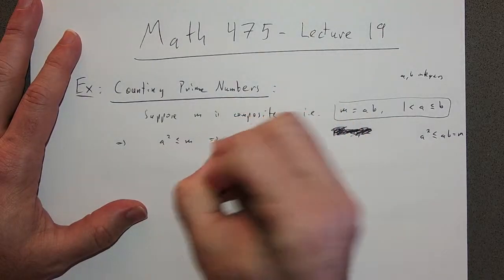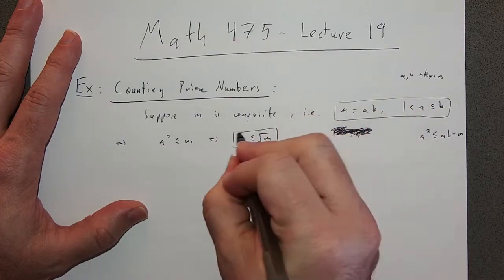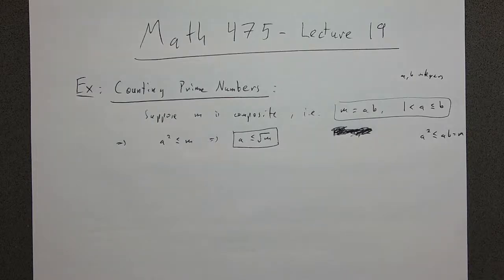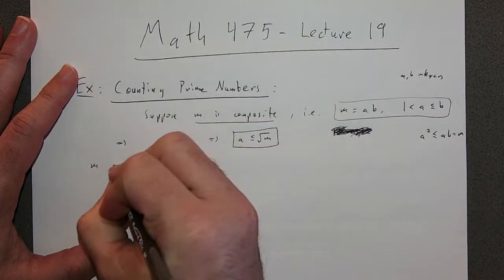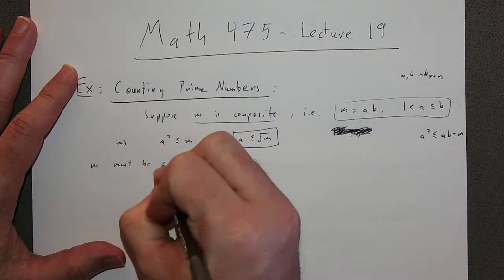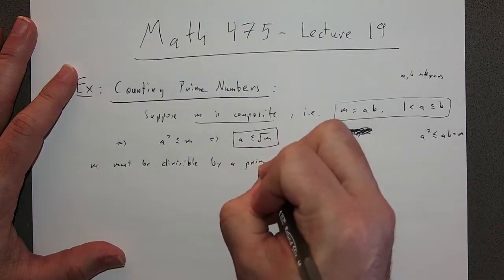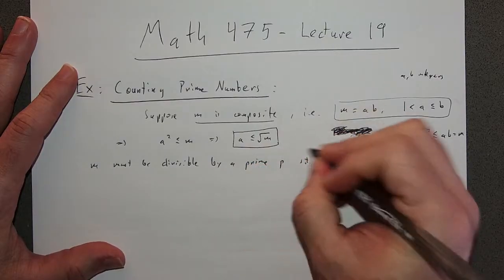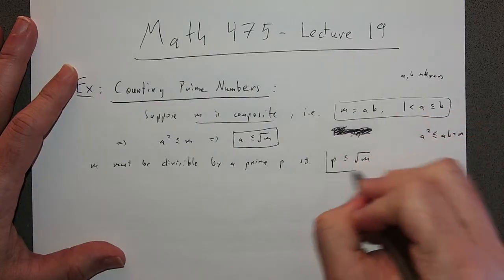Square root is an increasing function though, so obviously this leads to the following estimate, that A must be less than or equal to the square root of M. What does this say? It means that since M is composite, then M must be divisible by a prime p such that p is less than or equal to the square root of M.